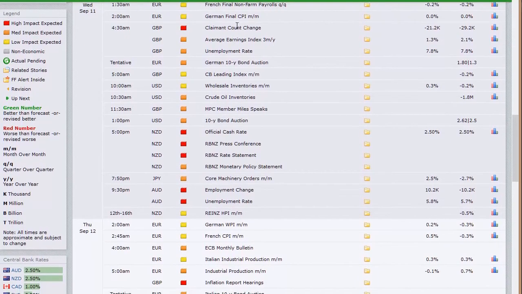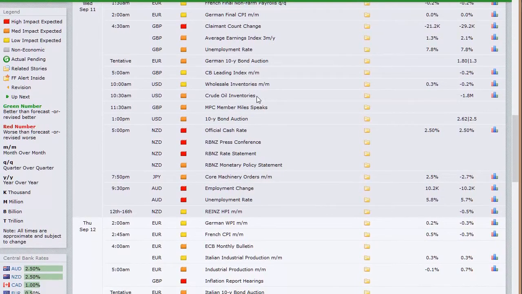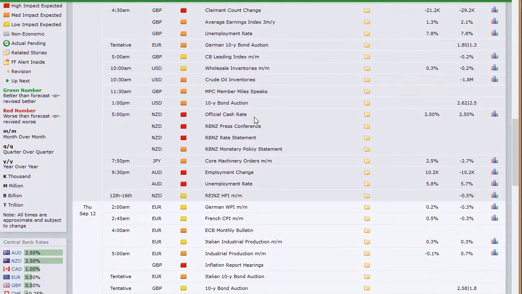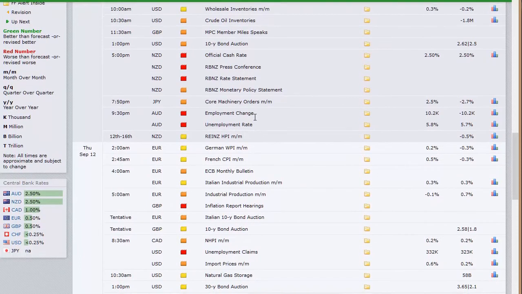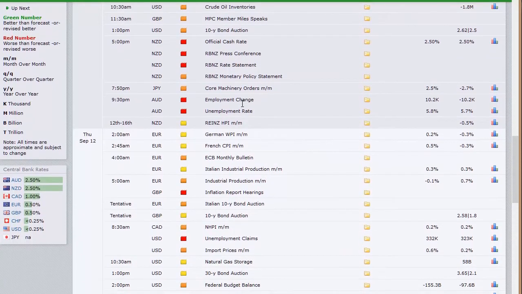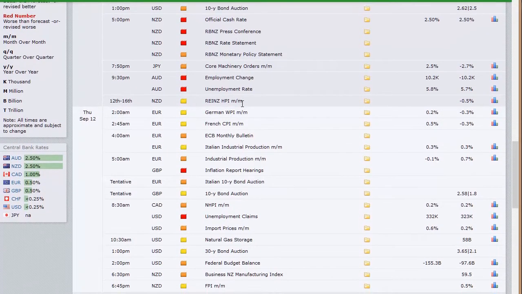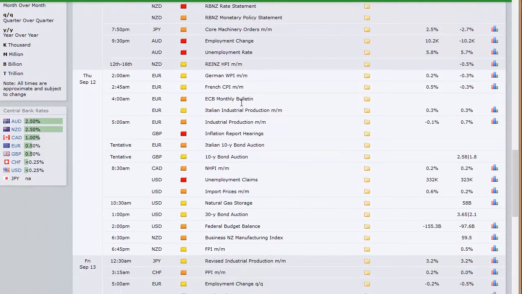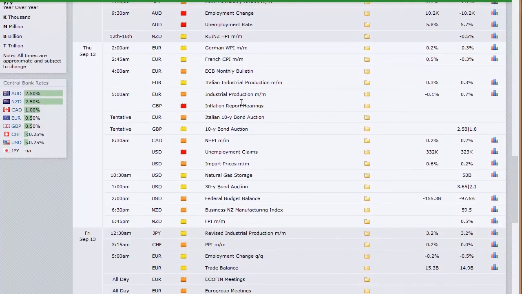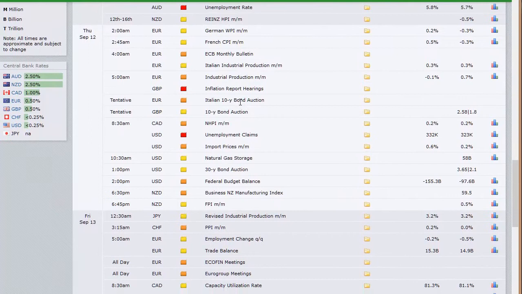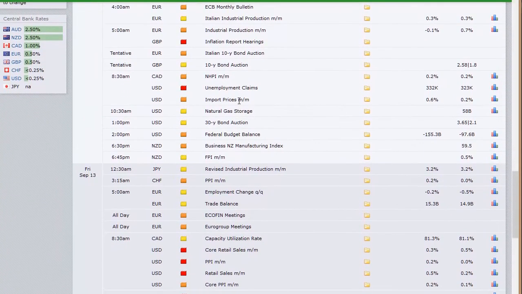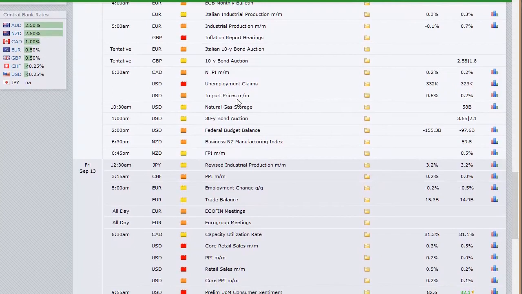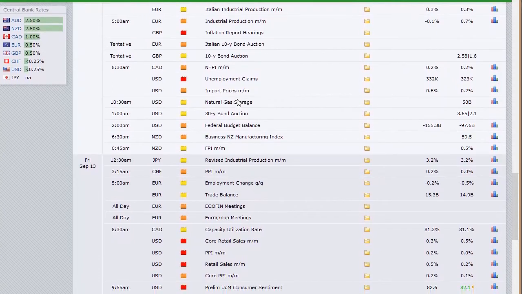German final CPI, French non-farm payrolls, UK's unemployment rate at 4:30 a.m. Eastern Time Wednesday morning, 10-year bond auction out of Germany, wholesale inventories out of the U.S. We've got New Zealand's got a rate announcement, Bank of New Zealand. We've got employment and unemployment data out of Australia, core machinery orders out of Japan. That's all Wednesday evening here in the U.S. German WPI, French CPI, Italian industrial production, along with the broad European industrial production. 10-year bond auction out of the UK.